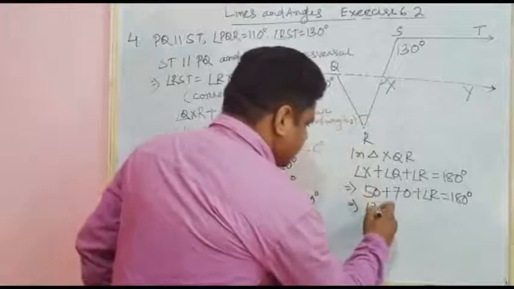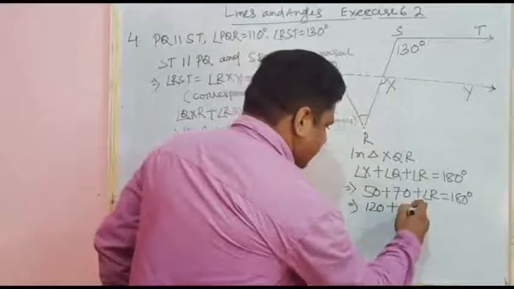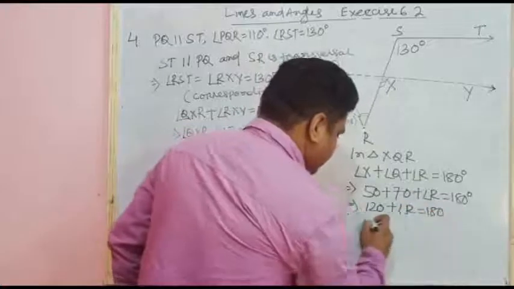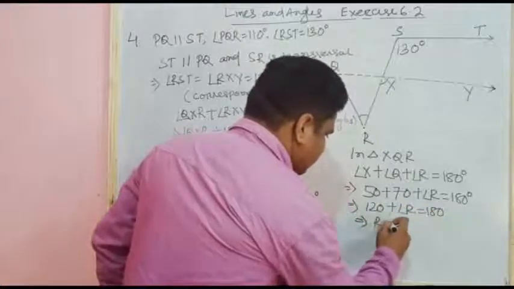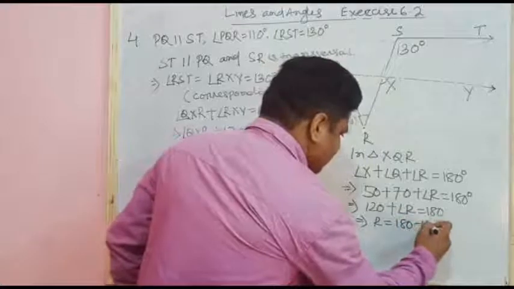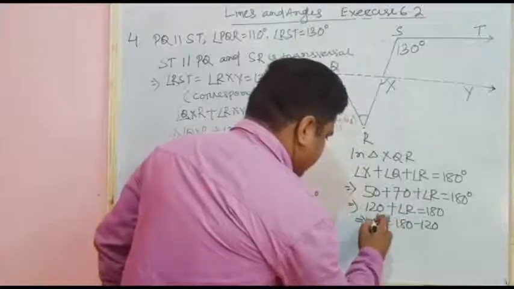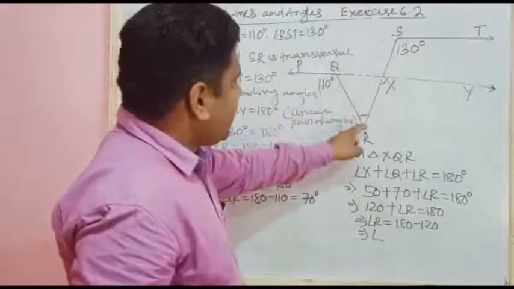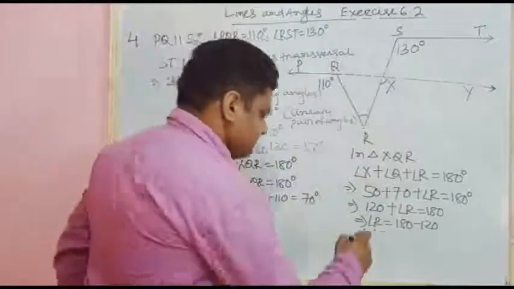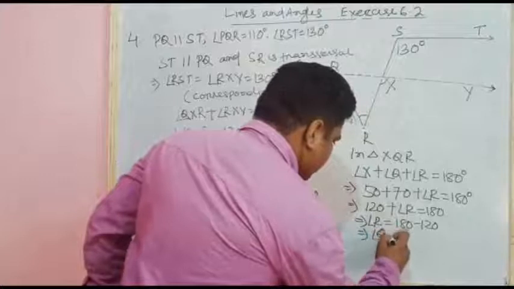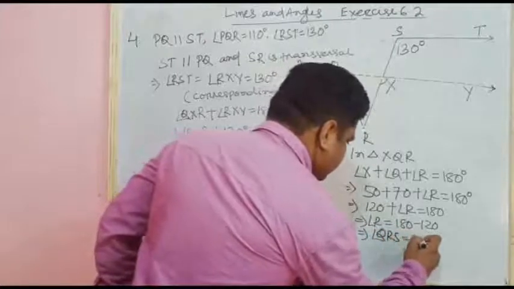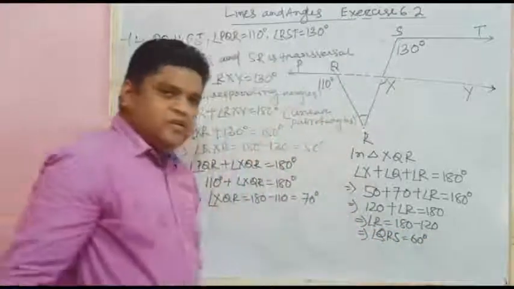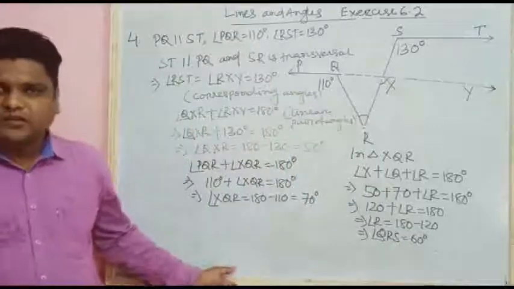50 plus 70 is 120, plus angle R is equal to 180. So angle R is equal to 180 minus 120, or angle R means angle QRS. Angle QRS is equal to 60 degrees. Now we got our answer for number 4.